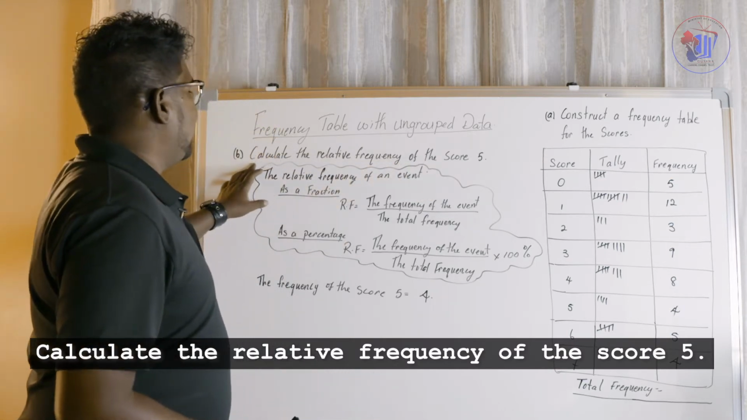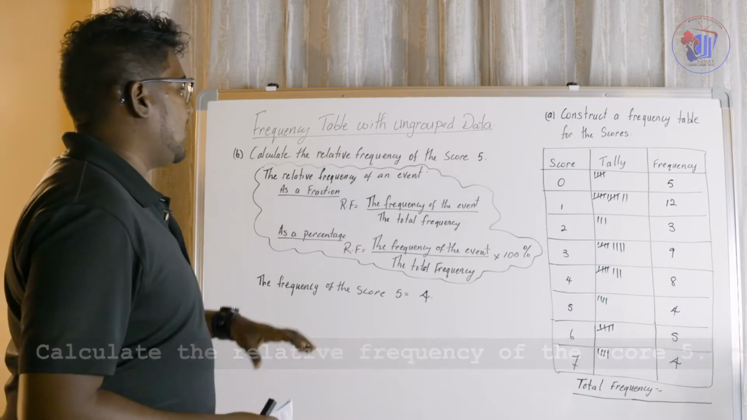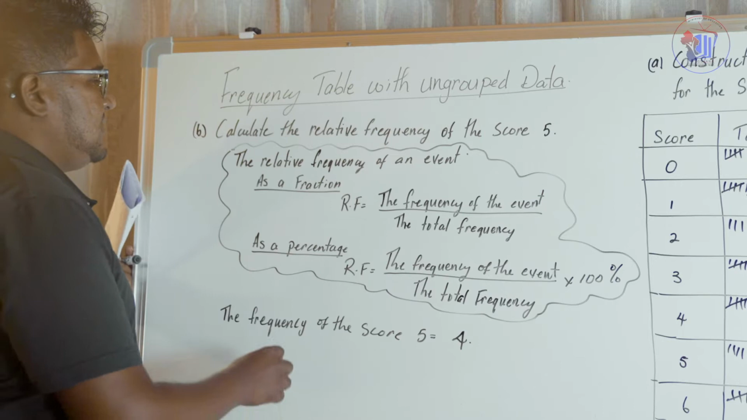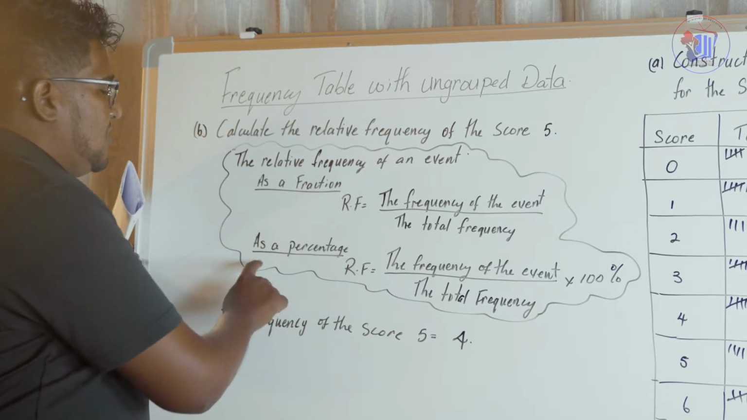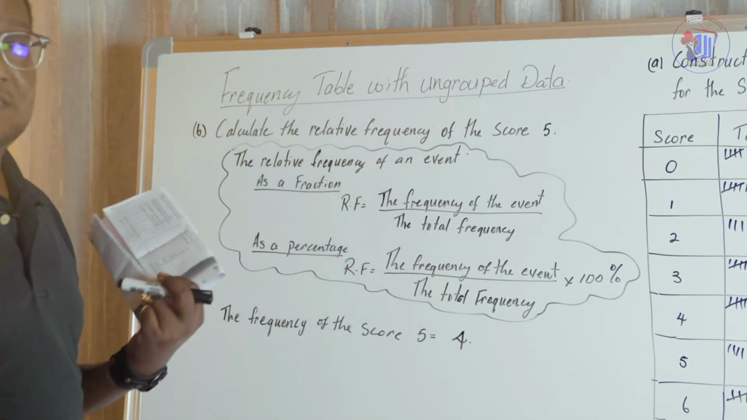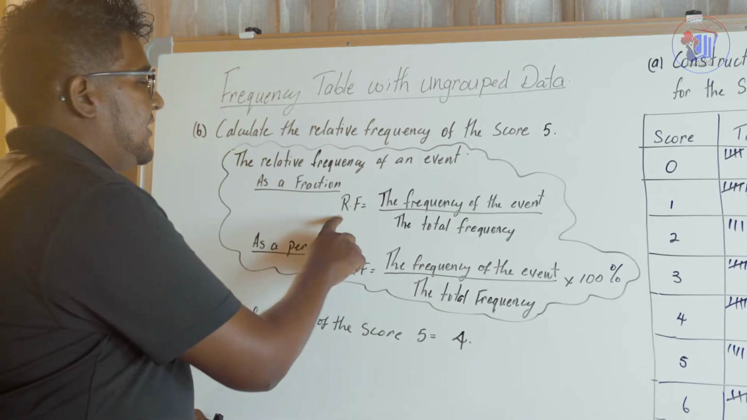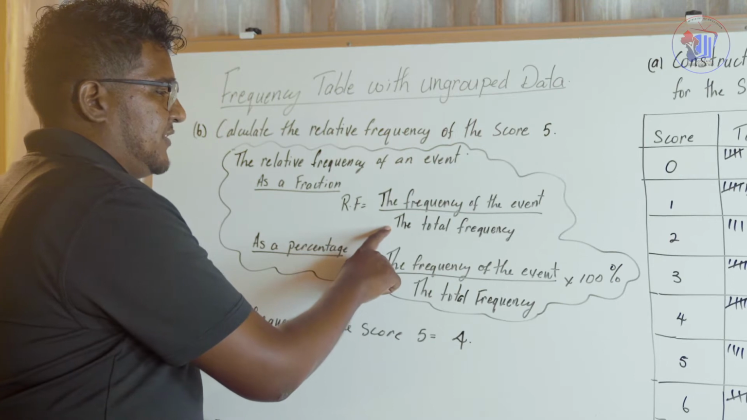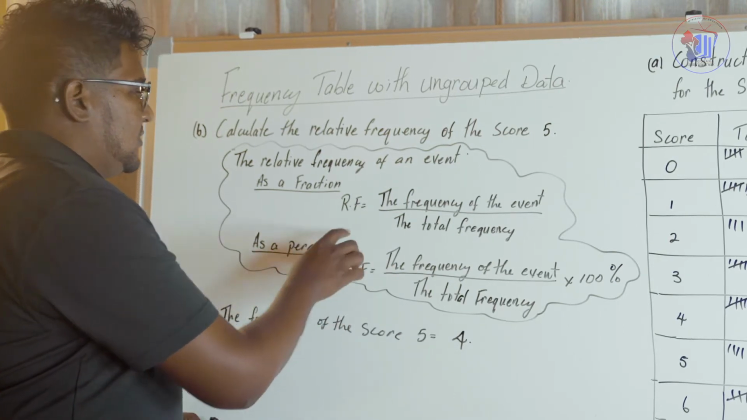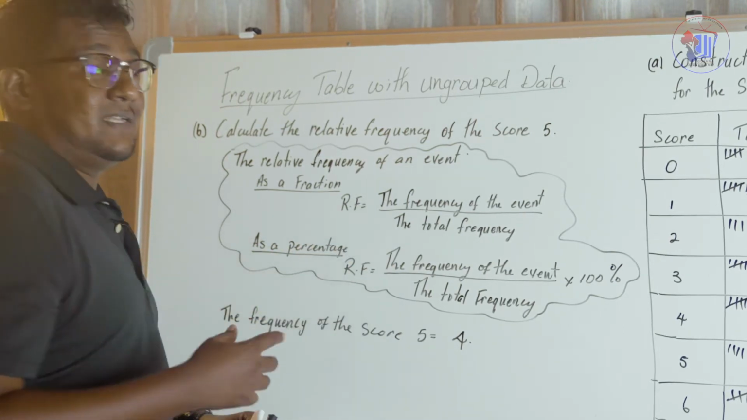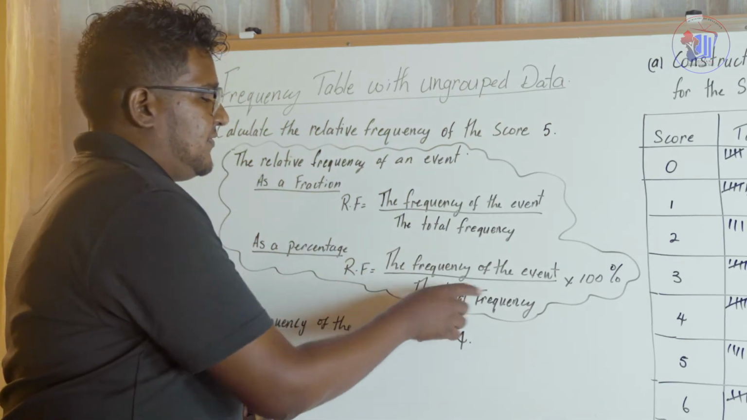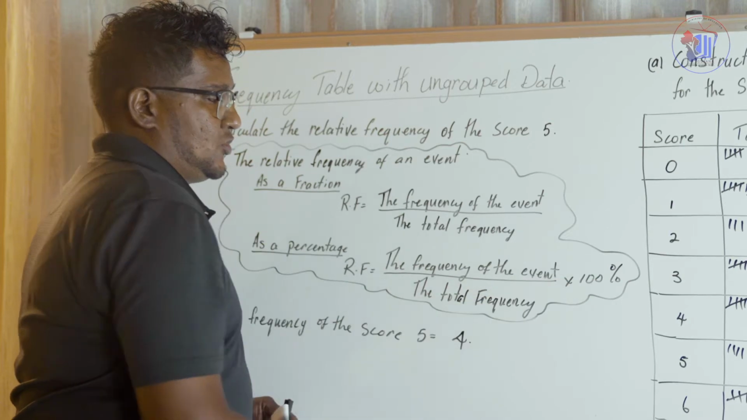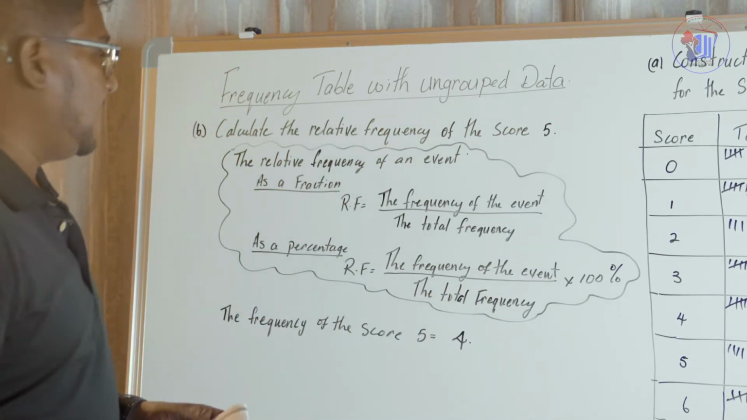Before we calculate the relative frequency, we have the formula here. The relative frequency of an event, you could give your answer as a fraction or as a percentage. As a fraction, relative frequency is equal to the frequency of the event divided by the total frequency. And as a percentage, it's the frequency of the event divided by the total frequency multiplied by 100, because percentage is out of 100.